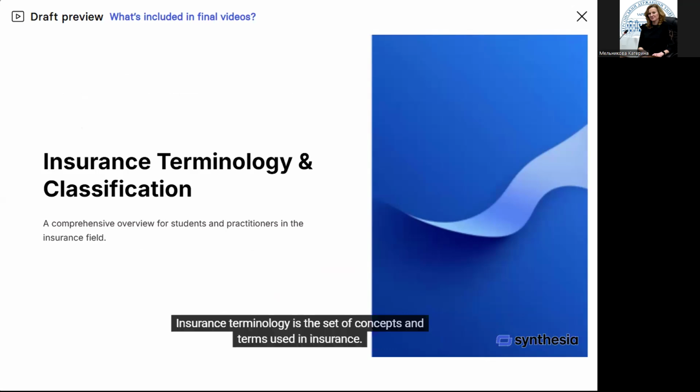Insurance terminology is the set of concepts and terms used in insurance. An insurance term is a word or phrase applied in insurance practice. Terms reflect specific insurance relationships associated with the formation and use of the insurance fund. Each term defines the distinctive features and content of a particular group of insurance relationships.